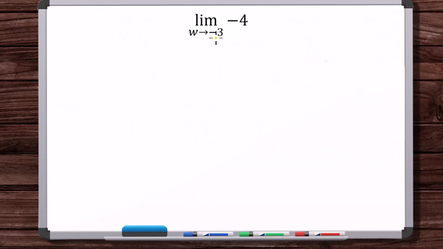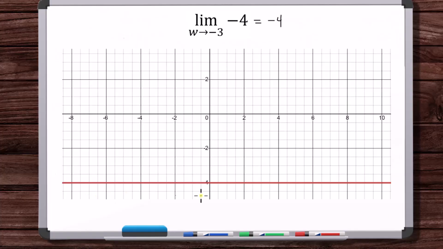Okay, the limit as w approaches minus 3 of minus 4. This is just the constant function, y is equal to minus 4. So any limit of this function, no matter what the input is, even if this was a limit at infinity, it is approaching minus 4. Right? There's y is equal to minus 4.